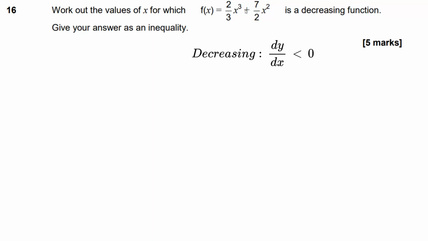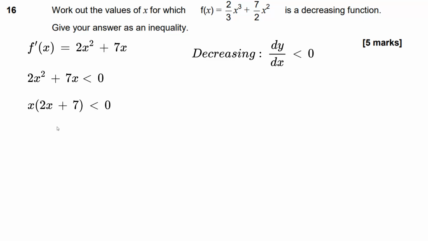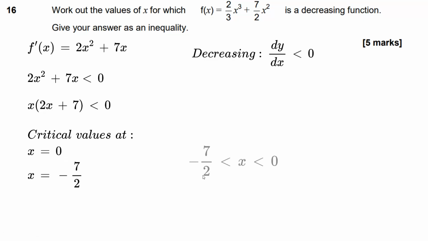You can differentiate that. 3 multiplied by 2 is 6 divided by 3, so you have 2x, and then decrease this power by 1. I'm sure you know how to do the power rule. And then these twos just cancel, so you have 7x. Okay? And f prime of x is the same as saying dy over dx, so just substitute that into there. Factor out an x to get this. The critical values are x equals 0 and x equals minus 7 over 2. And you're looking for the values for which they are less than 0. So the largest number it can be is 0, and the lowest is minus 7 over 2, like this, and that's your answer.